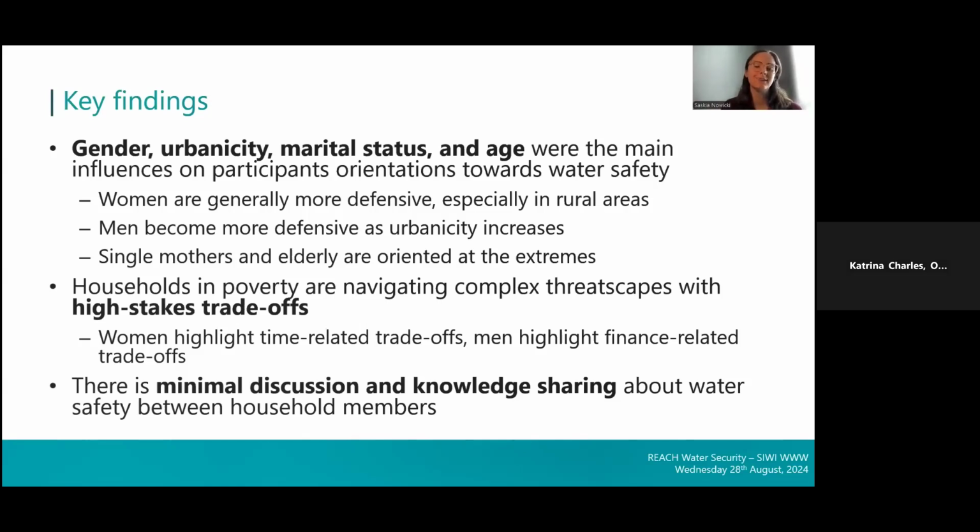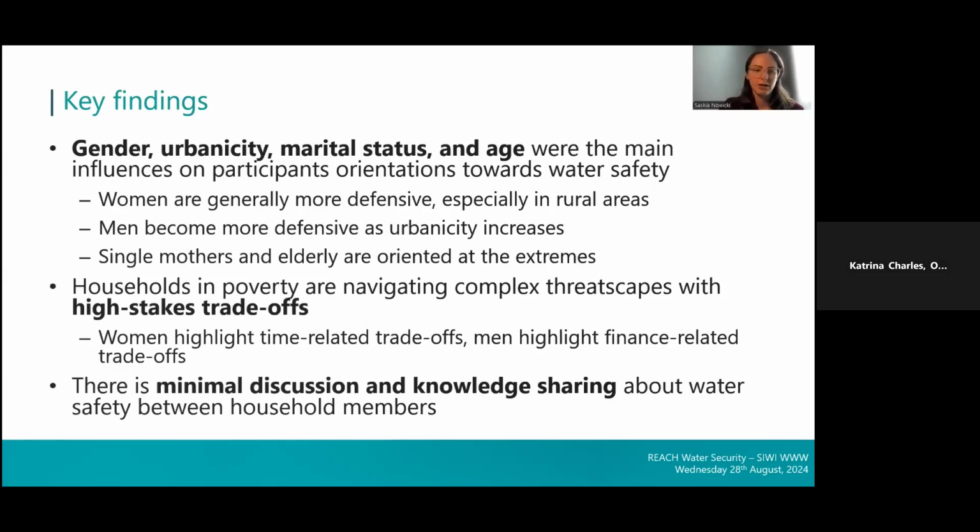Single mothers and elderly were more oriented at the extremes, so either very problem-focused or very defensive, with the main differentiation being whether they had support from family or the wider community or not. So a key finding is the importance of recognizing that households are navigating complex threatscapes, meaning they're navigating many hazards simultaneously with high stakes trade-offs. Within this, women more often highlighted challenges of allocating their time and energy, and men were more often highlighting finance-related allocation challenges.